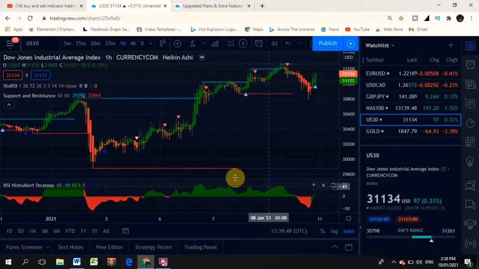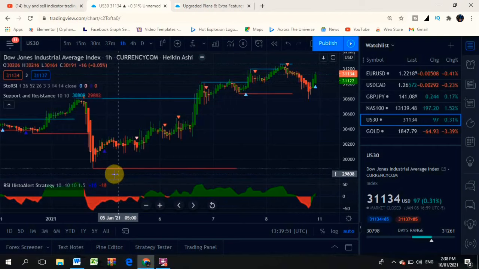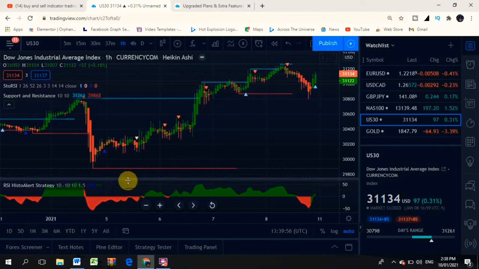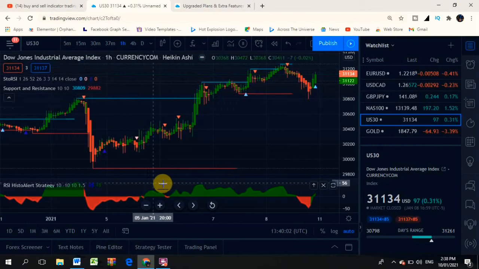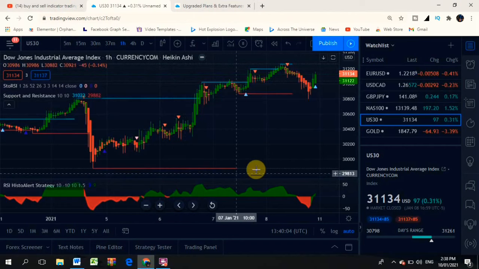So as you can see, this is 1 hour. Because it is a buy signal here, you won't enter that particular buy signal until you get here. This is where you enter your buy signal and put your stop loss, and you can see it really works out very, very well.